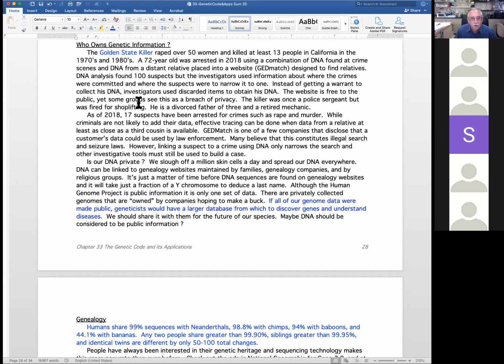Anyway, if you look at where the crimes were committed and where each of these 100 people were, there was really only one person that could have been responsible. And they didn't get a warrant to get his DNA. They just found stuff that he had thrown away, discarded items. And you see that now on TV shows all the time. They won't give the DNA, so they get it off a cup or a soda can or something like that the suspect had discarded.